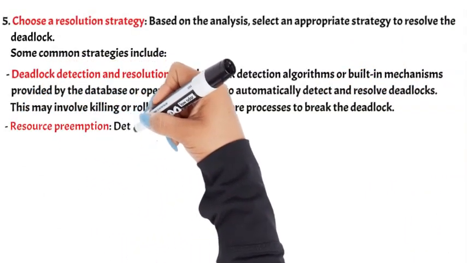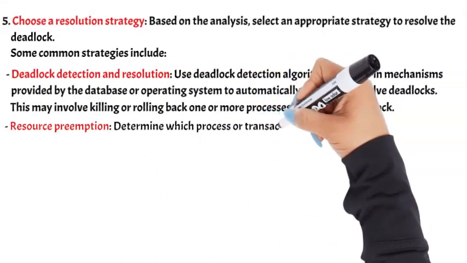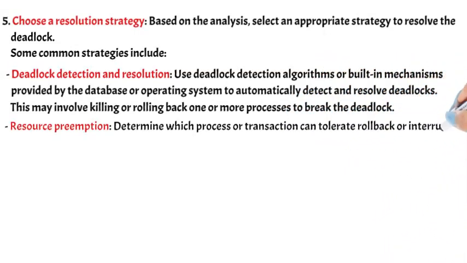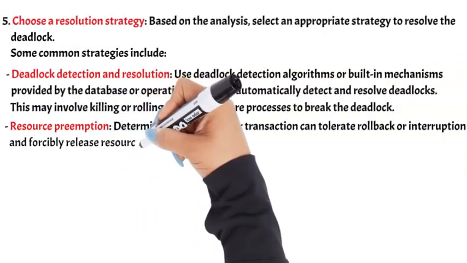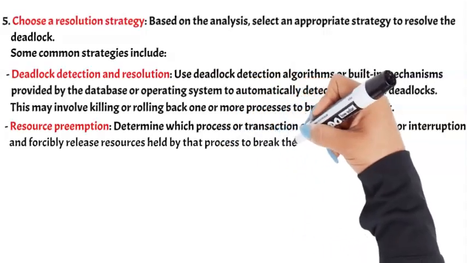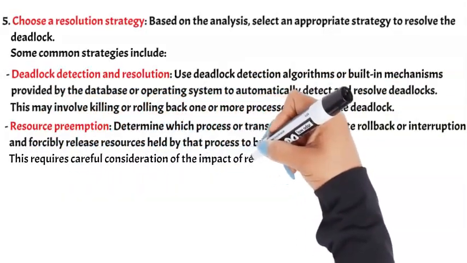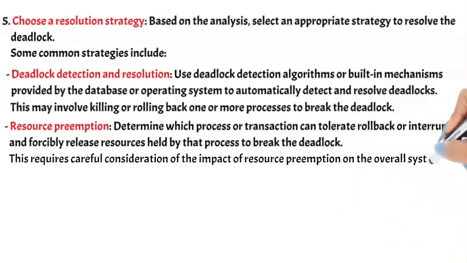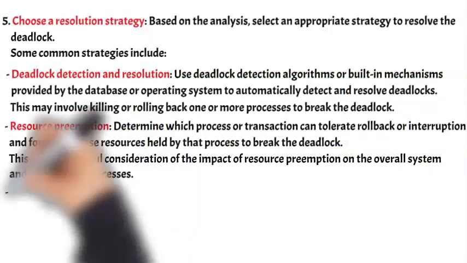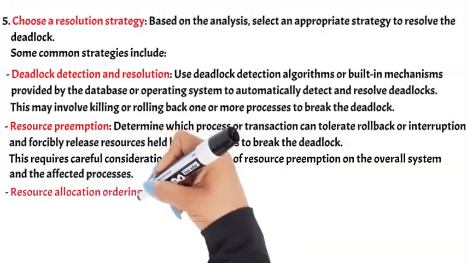Resource preemption. Determine which process or transaction can tolerate rollback or interruption and forcibly release resources held by that process to break the deadlock. This requires careful consideration of the impact of resource preemption on the overall system and the affected processes.